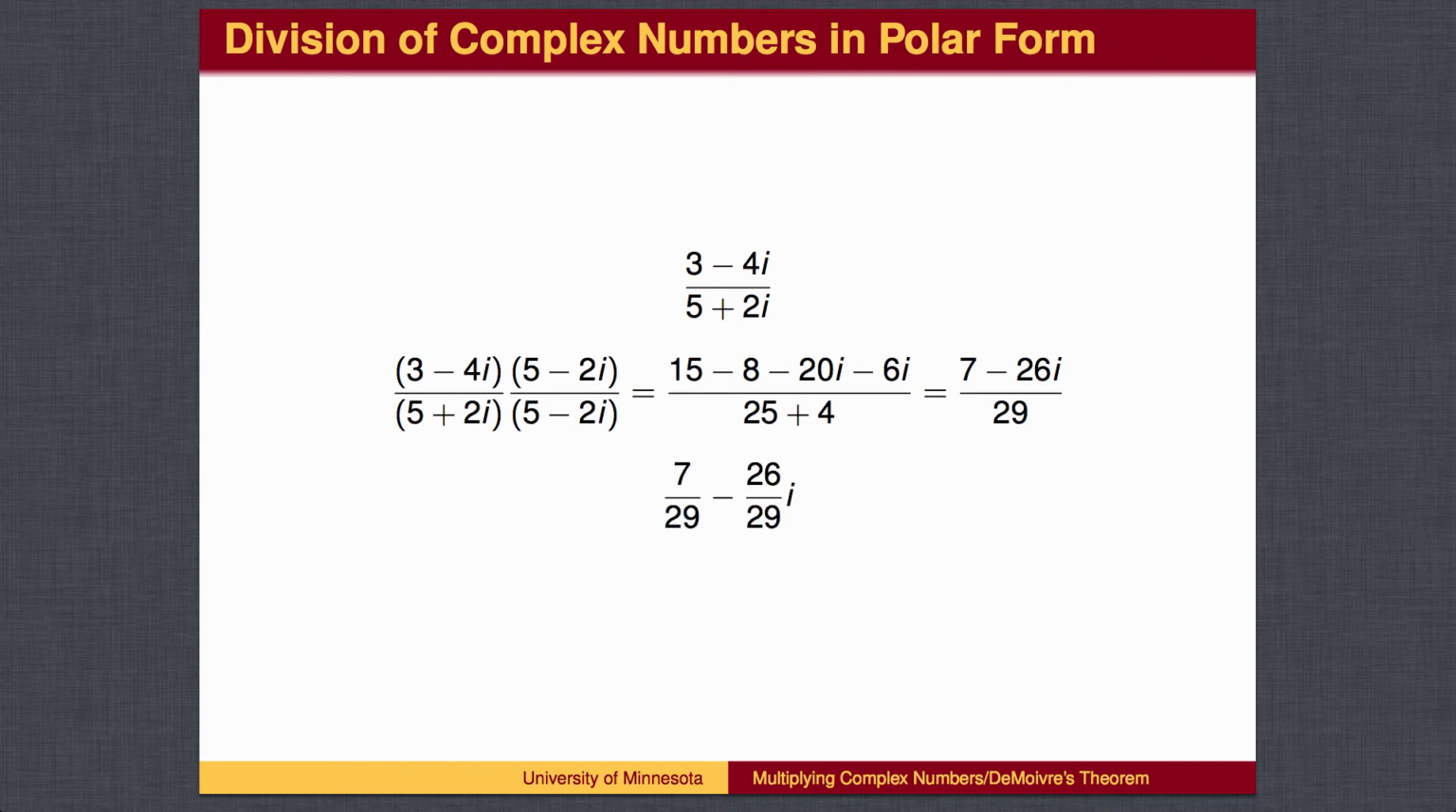We can then split apart the fraction to see the real part is 7 over 29, and the imaginary part is negative 26 over 29 times i.